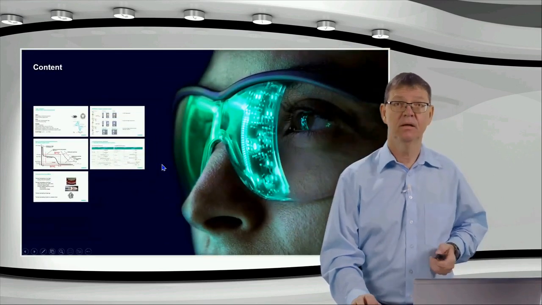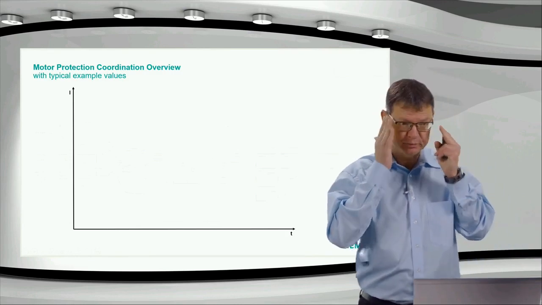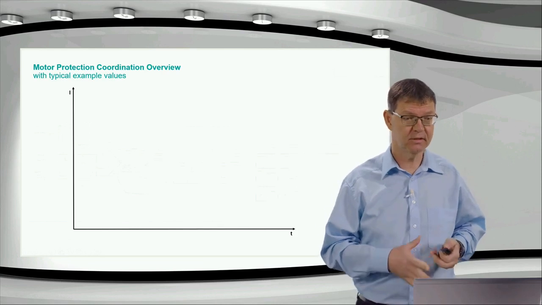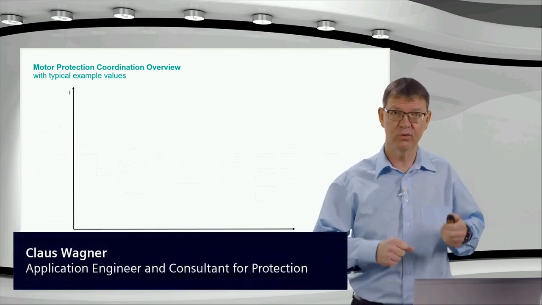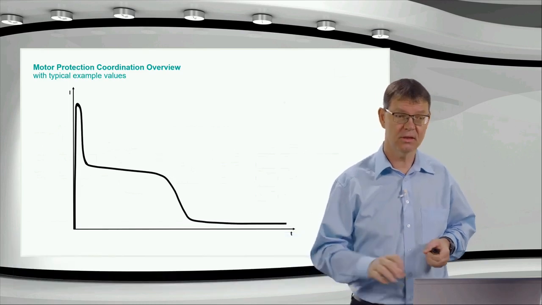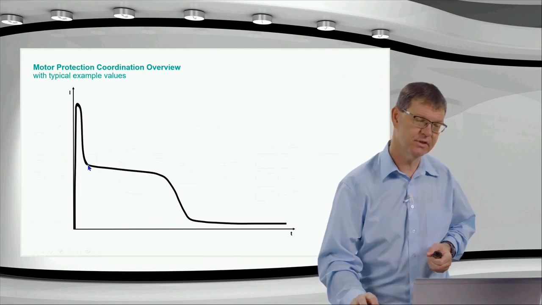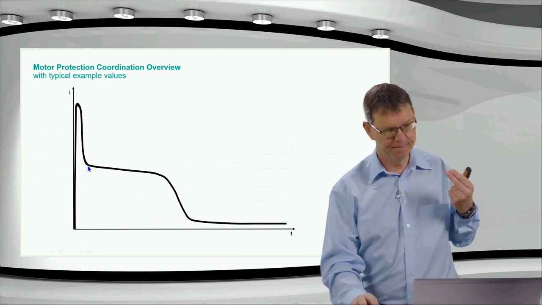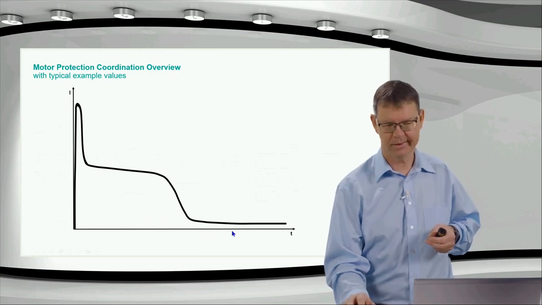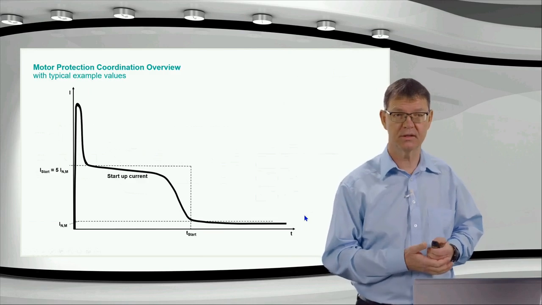Okay, let's come now step by step to the protection functions we can apply. And here I have an overview for you. For the situation of a motor start, we see here the peak of the motor, this inrush current, and the relatively stable motor startup current. And then it drops down to a certain load current when the motor is running constantly.